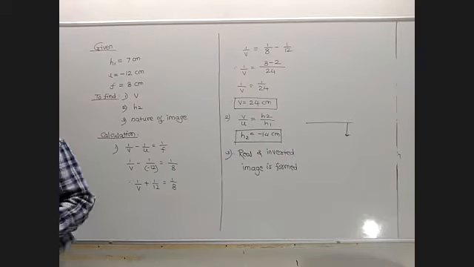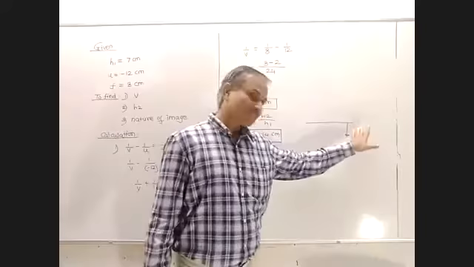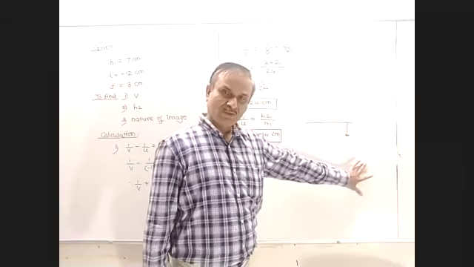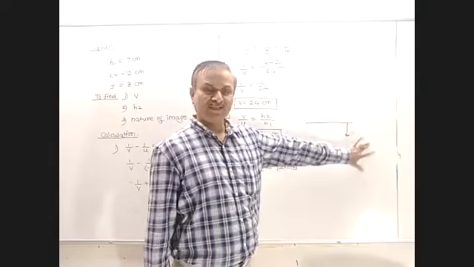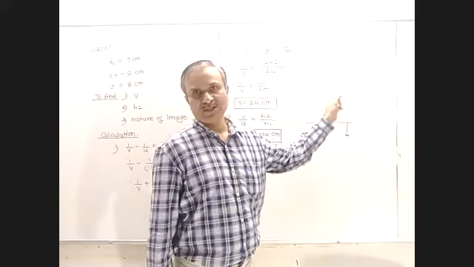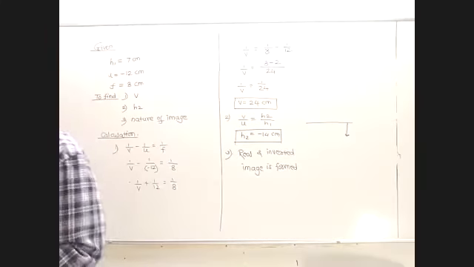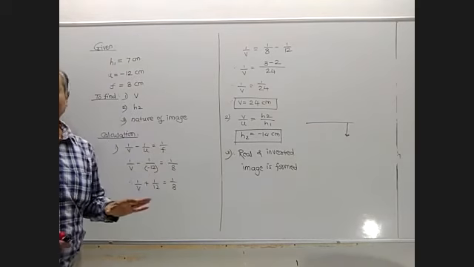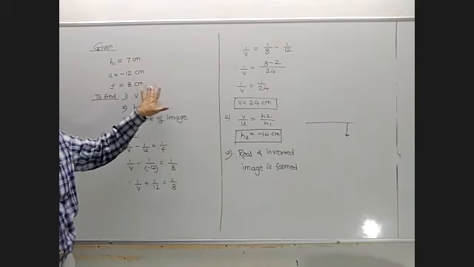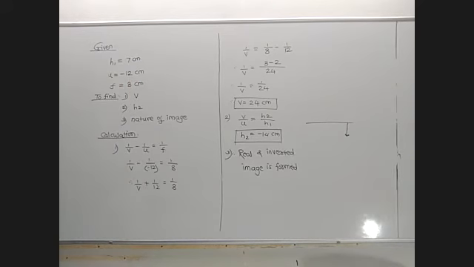This is the nature. You understand how to recognize the nature? If h2 is negative, it means the image is formed below, which means it is inverted. Any inverted image is always real. That is the total nature of the image: real and inverted. Now, for the next problem, I will just dictate the problem. I will not even write the given data. You should try to solve it on your own to have practice. Okay?